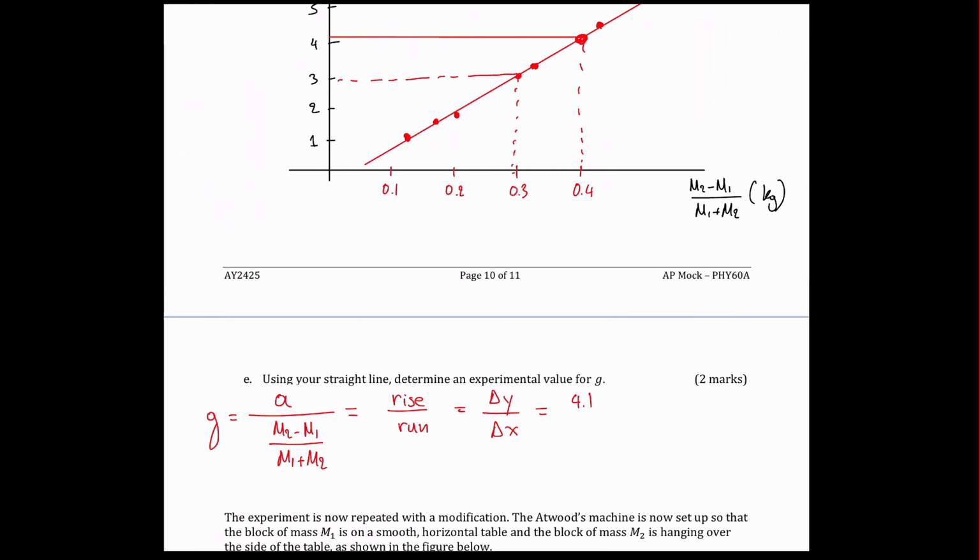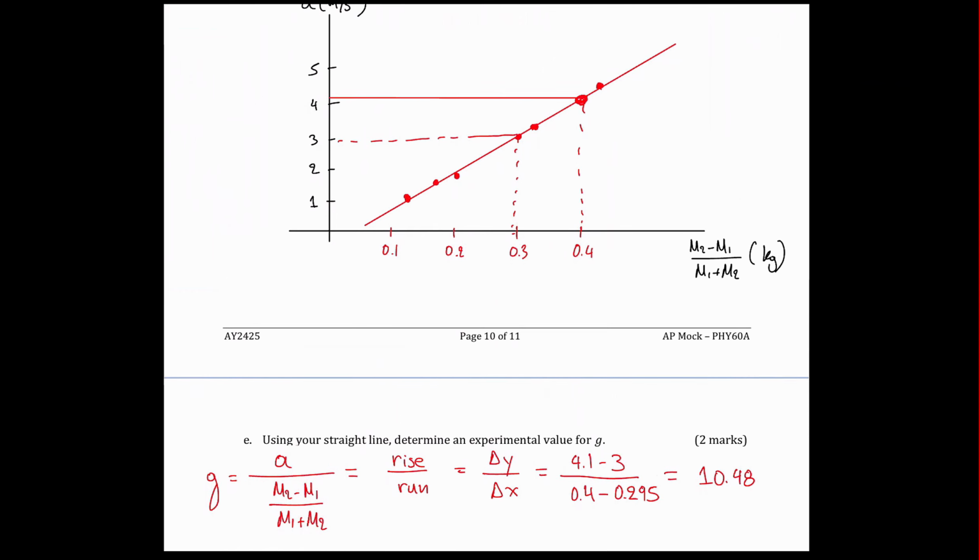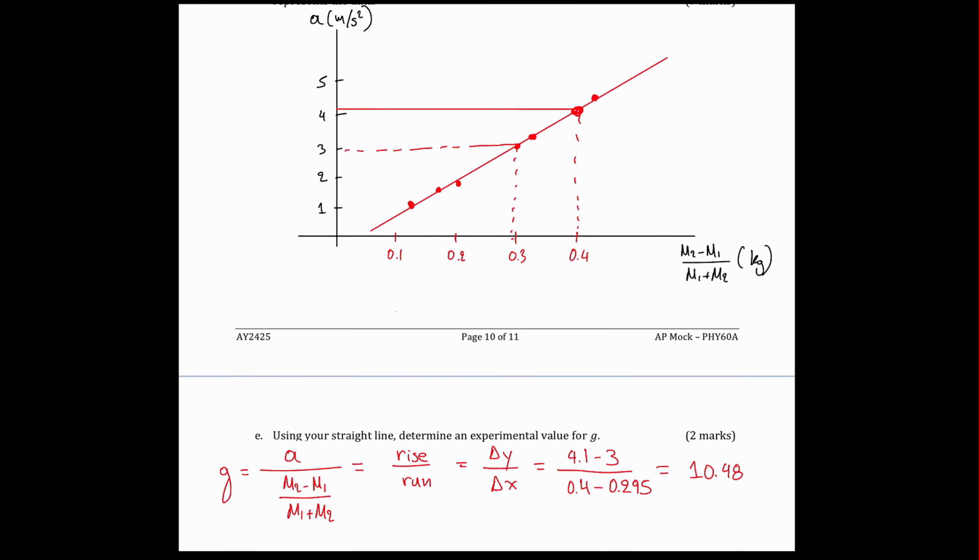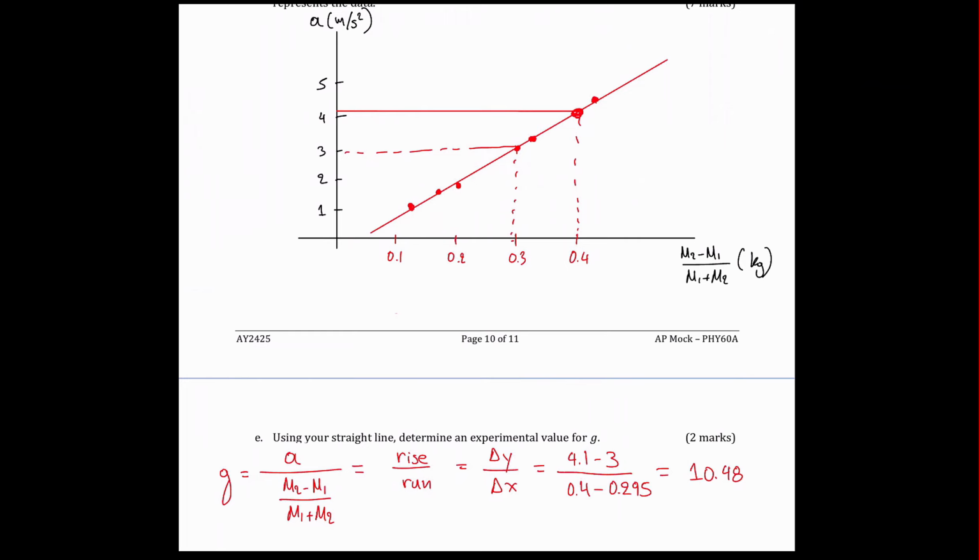So 4.1 was the initial point minus 3, divided by the delta x, which is 0.4 minus, well, it is a little bit less than 0.3, so I'm going to say 0.295. And if we go to the calculator, 1.1 divided by 0.105, we find a little bit more than 10. I find 10.48. Anyway, you can take any points that belong on this graph, and when you have a plotted graph with the blocks, it will be more precise, so maybe you will find something closer to 9.8, but even this value is acceptable. So with the experiment, we find approximately 10.5, and since this is the acceleration of gravity, the unit is meter per second squared.